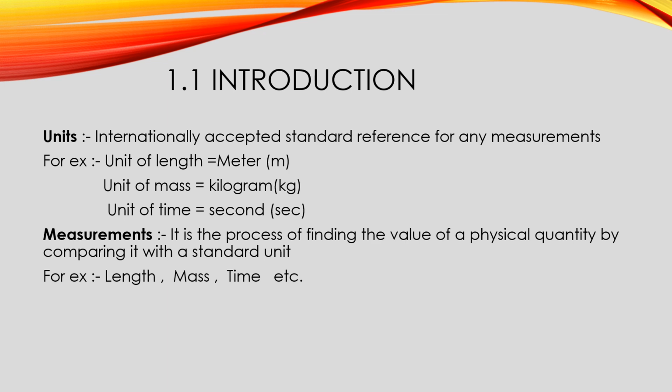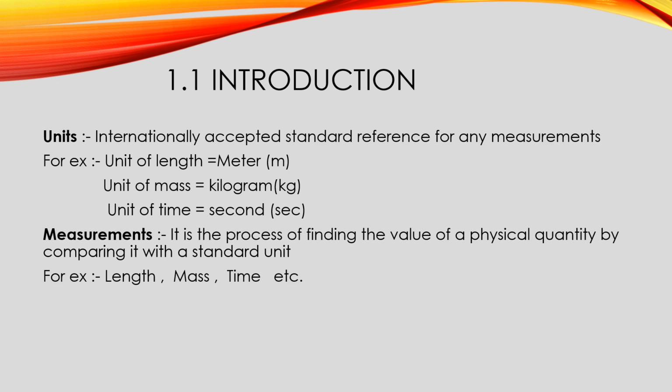Now let us understand the basic concepts of units and measurement. First we will understand what a unit is. A unit is a standard used to measure any physical quantity. In simple words, a unit tells us what we are measuring with. For example, meter is used to measure length, kilogram is used to measure mass, and second is used to measure time. Or from the textbook we have the definition: an internationally accepted standard reference for any measurement. So the units we use are internationally accepted and standard for any measurement. So unit gives a standard value for comparison.